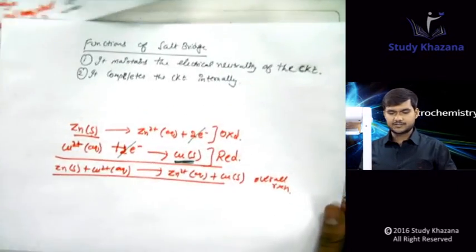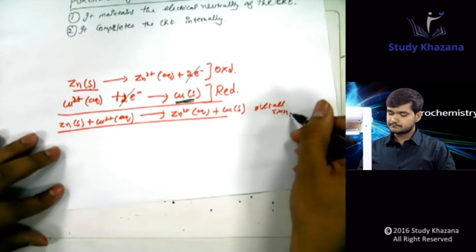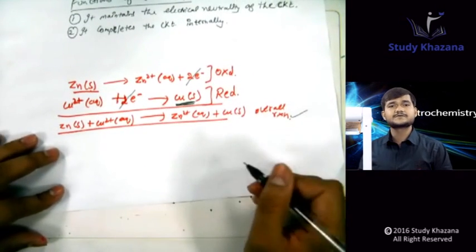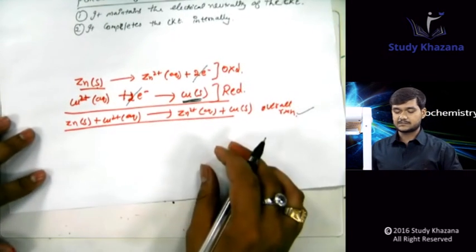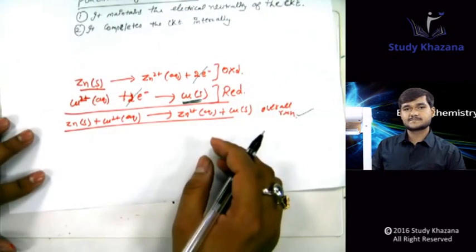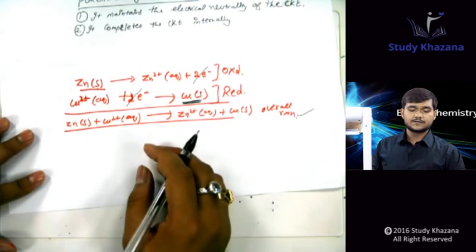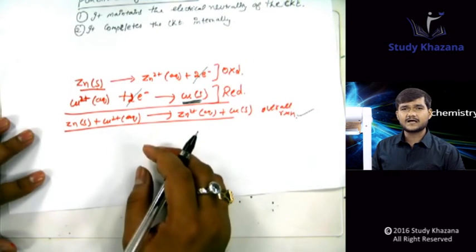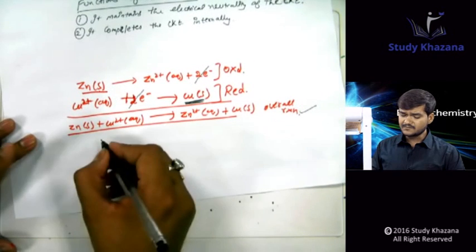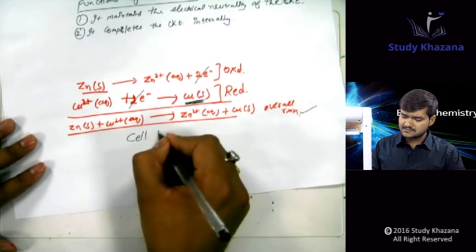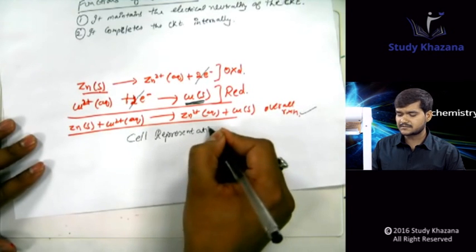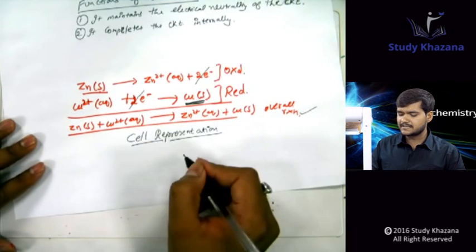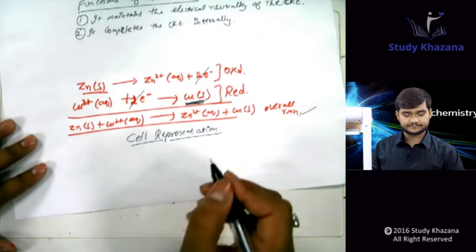This is your overall reaction in which oxidation and reduction occur simultaneously. I have told you the functions of salt bridge and the electrochemical cell, how it works. Now the next topic is cell representation. It may be asked in your exam.